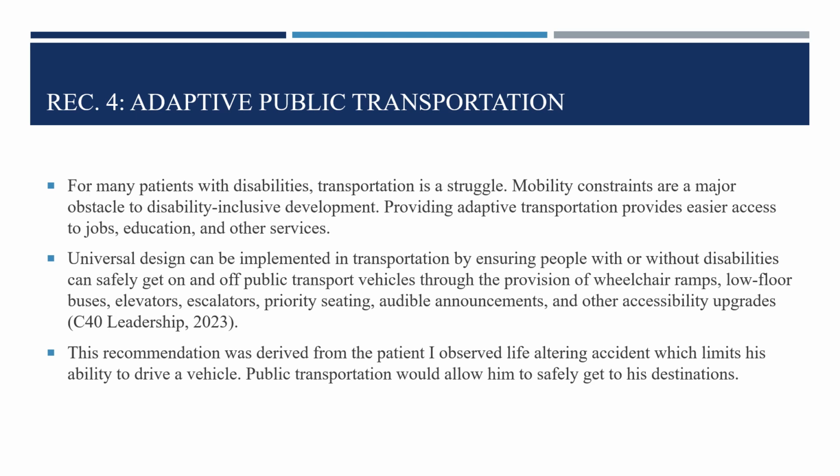For many patients with disabilities, transportation is a struggle. Mobility constraints are a major obstacle to disability-inclusive development. Providing adaptive transportation provides easier access to jobs, education, and other services. Universal design can be implemented in transportation by ensuring people with or without disabilities can safely get on and off public transport vehicles through the provision of wheelchair ramps, low-floor buses, elevators, escalators, priority seating, audible announcements, and other accessibility upgrades. This recommendation was derived from the patient I observed's life-altering accident, which limits his ability to drive a vehicle. Public transportation would allow him to safely get to his destinations.